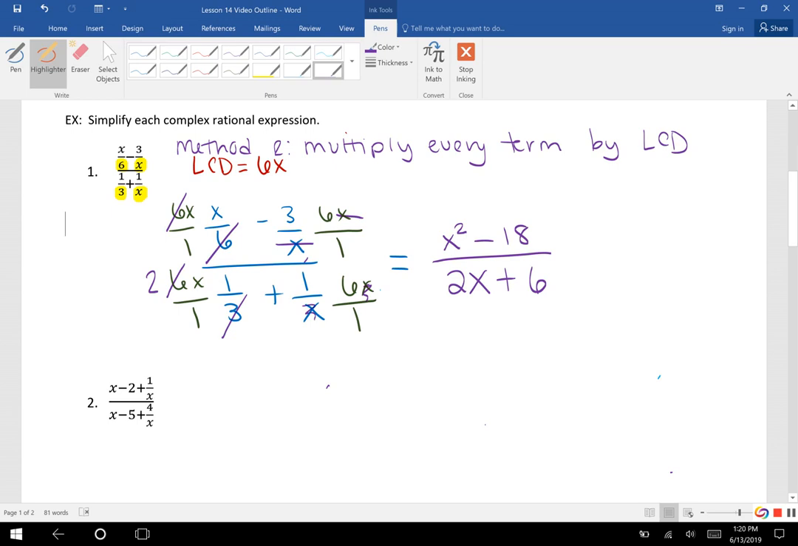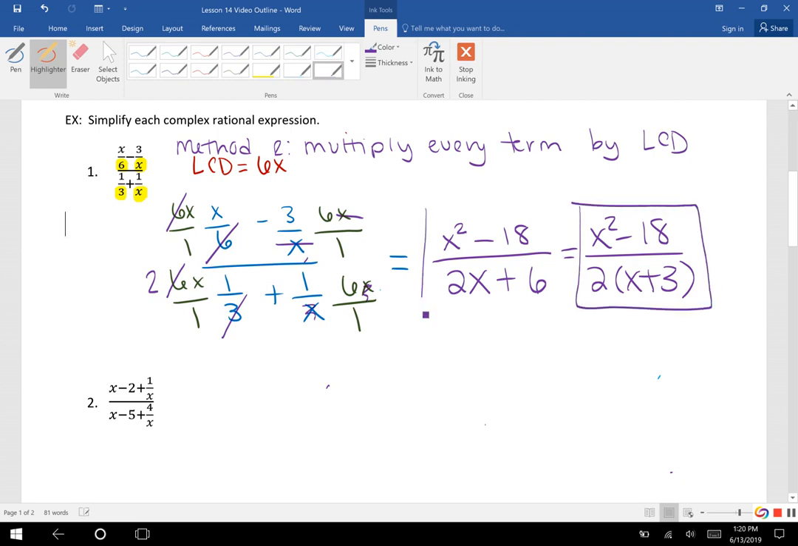And then you should check and see if there's any common factors, but we can't factor that x squared minus 18. We could take a 2 out of the 2x plus 6. Either way, there's nothing we can cancel, and so either of those answers would be correct. Notice it's the exact same answer we got before, just using a different method.